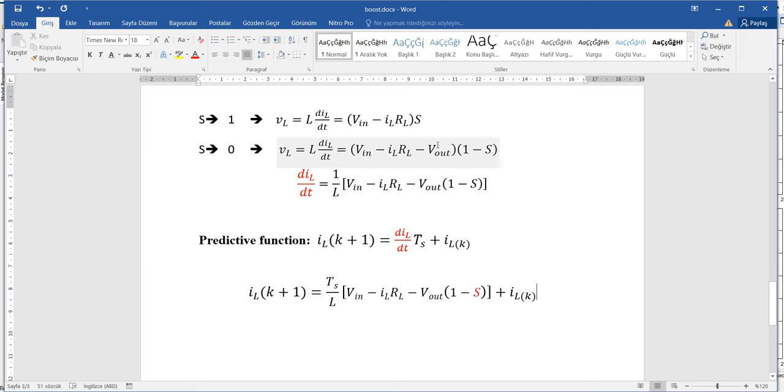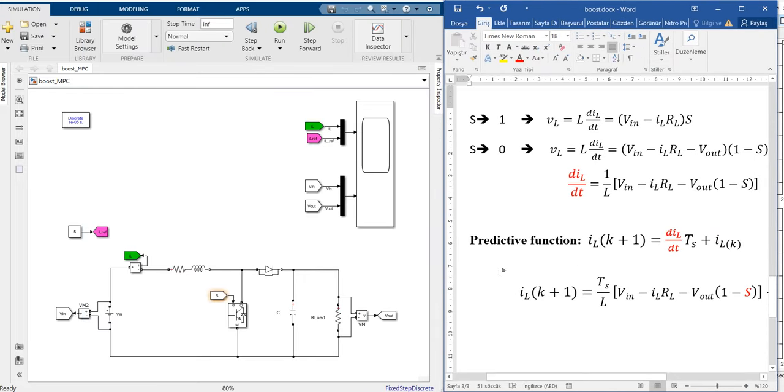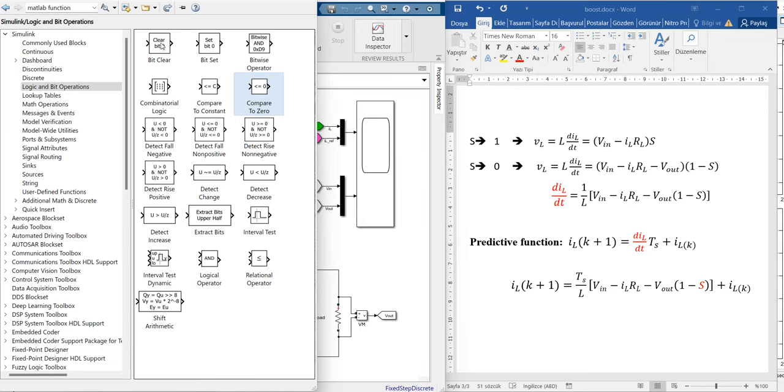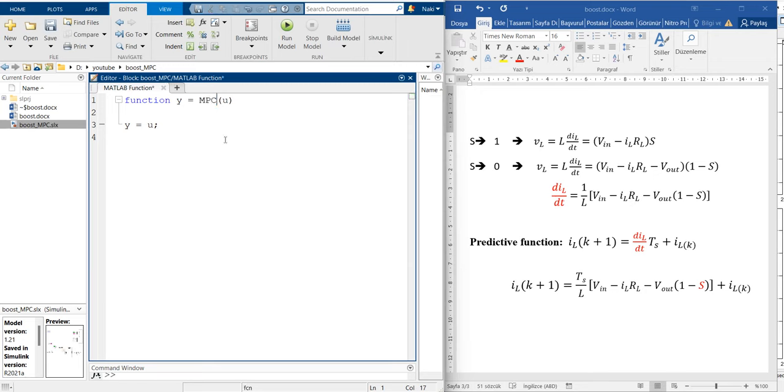Okay, now we can design it in MATLAB Simulink. This is our prediction function, and we need a MATLAB function block. I will write code for the model predictive control. Its name is MPC boost. This is the output variable. We need the switching state for the output, and we will write the input of this below.